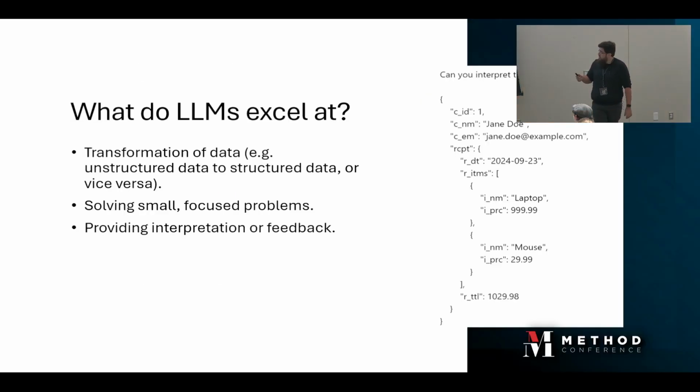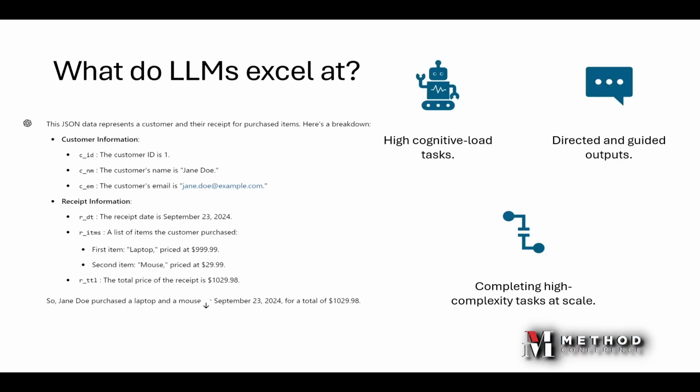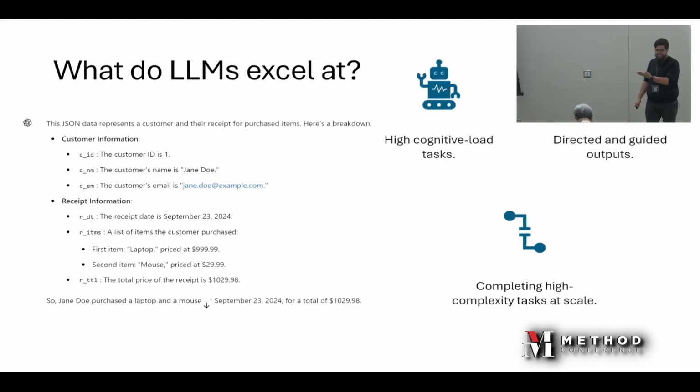If I had asked you to look at this JSON and tell me what it means, you'd say, okay, this is a receipt. It's Jane Doe's receipt. Here are all of her items. It just spat it back out for me in about 1 second. Could you interpret that JSON in 1 second? Right? It's good at directed and guided outputs. In this case, I asked it, can you put out a human readable example for me to interpret this JSON, right? And it's also good at completing these sort of high complexity tasks at scale.